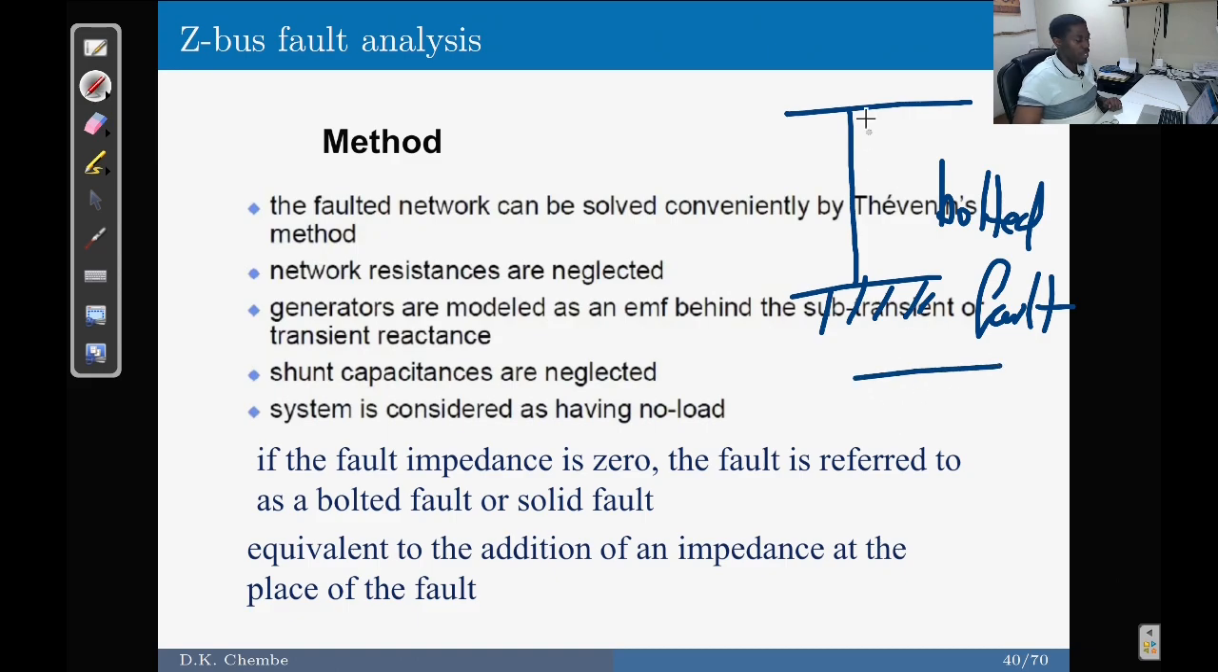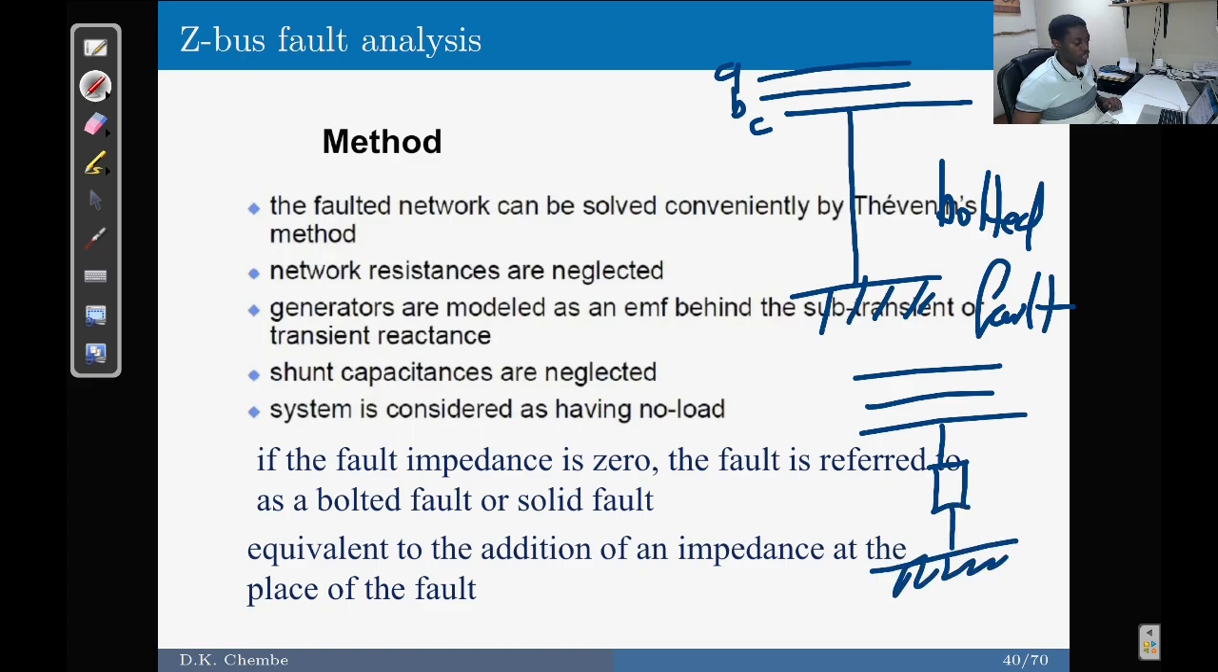Whereas if we have a line, let's say this is 3-phase, phase A, B, C, or lines red, yellow, blue, and you have a line that is connected to ground via a fault, so this fault now has an impedance, what we consider the fault impedance in between. Then this is a different case scenario.